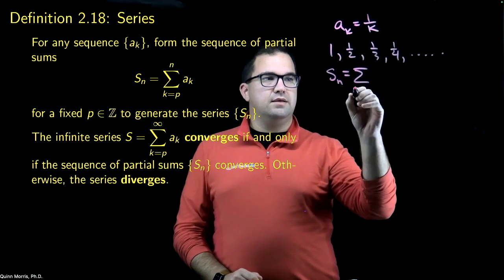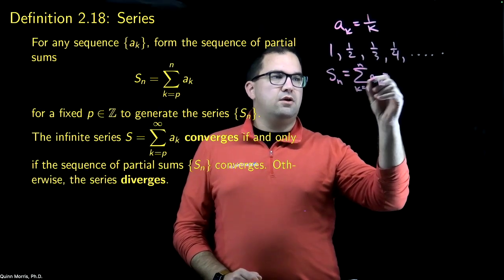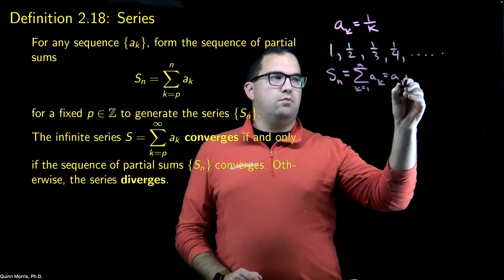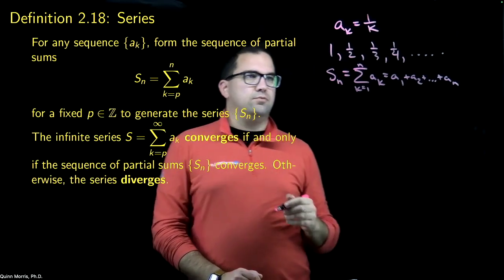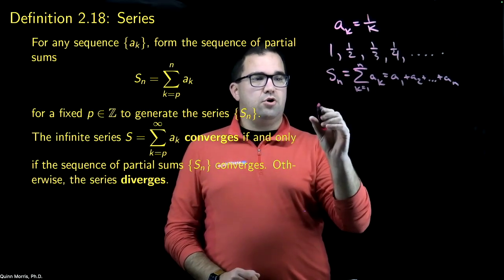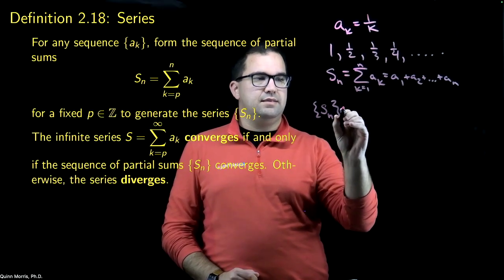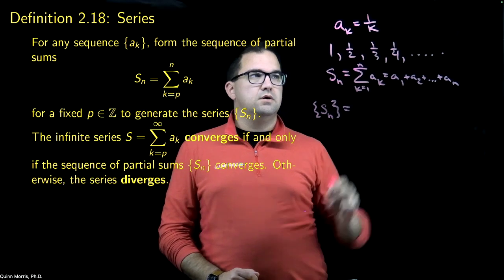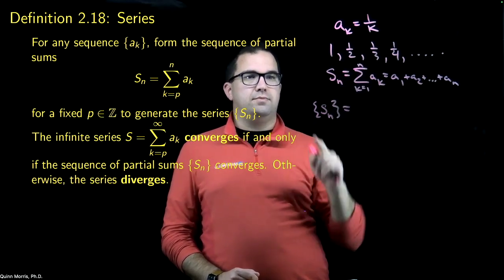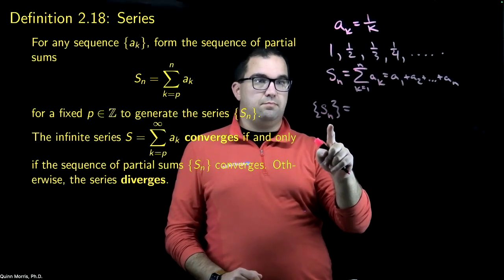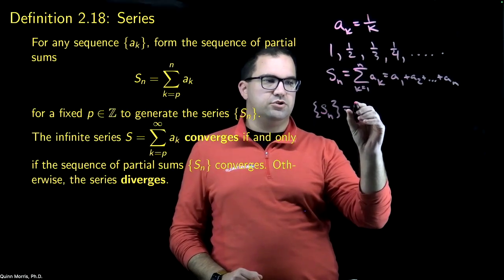So I'm going to define this to be the sum from k equals 1 up to n of a sub k. But note that what this really means is a 1 plus a 2 all the way up to the nth term. So if I were to start writing out the terms of this sequence S sub n, the sequence of partial sums of this sequence a sub k, the first term of the sequence of partial sums is just the sum of the first one terms. So it's just the first term.